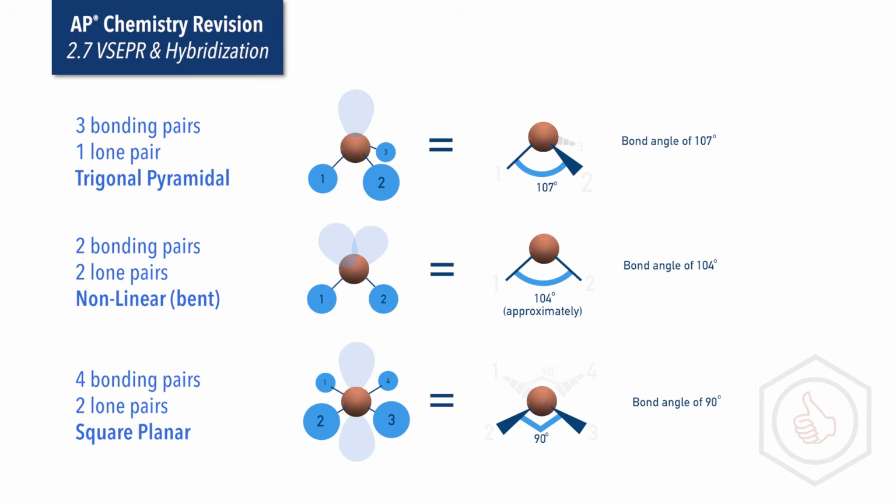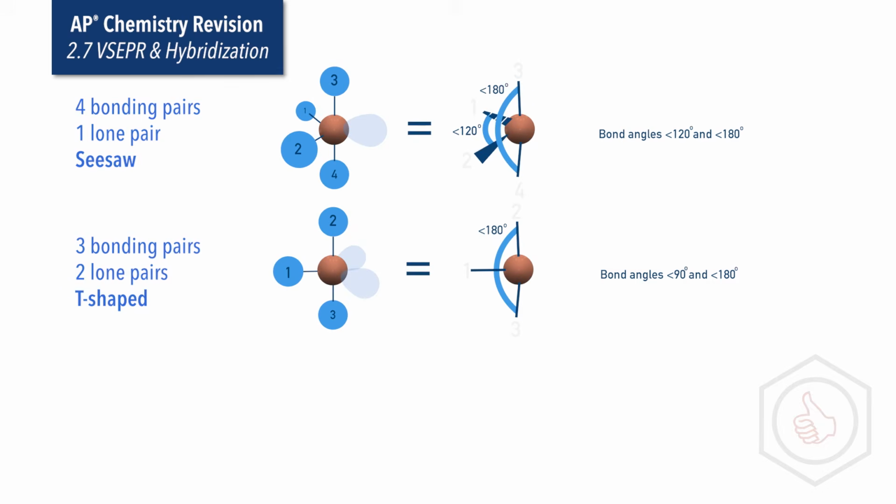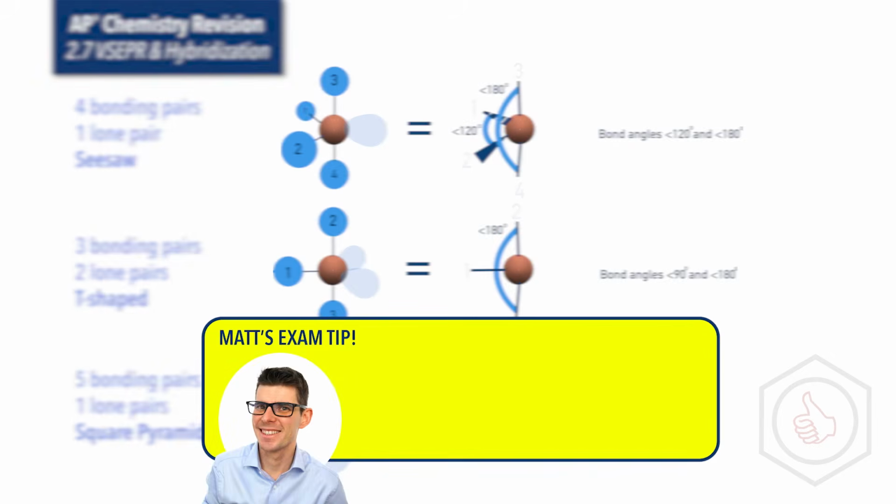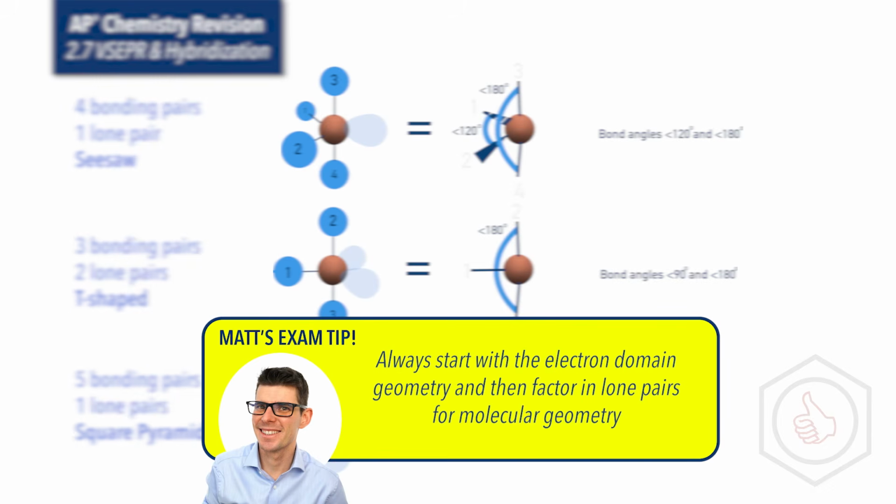You also need to know the shapes for seesaw, T-shaped, and square pyramidal. Exam tip here. Always start by figuring out the electron domain geometry around a central atom and then factor in the lone pairs of electrons to determine the molecular geometry. Don't skip that step and go straight to the molecular geometry.